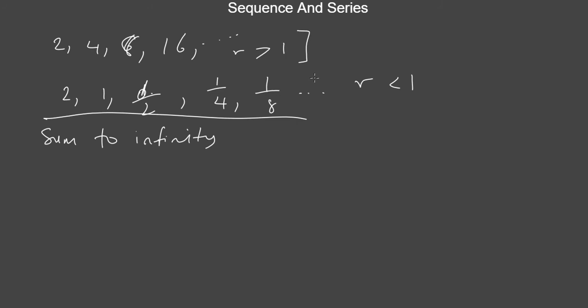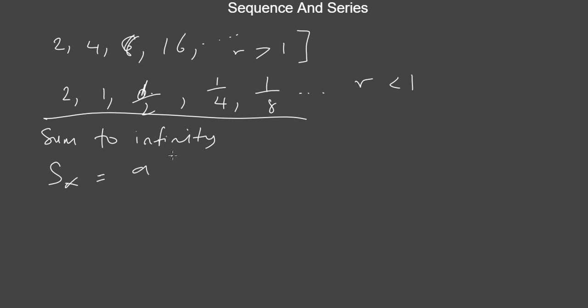So what formula can you use to calculate the sum of this sequence to infinity? If you sum everything up to when n is equal to infinity, what will be the answer? That is what sum to infinity means. Sum to infinity means take the sum for an infinite sequence, for an infinite geometric progression. What formula can you use to calculate the sum of an infinite geometric progression where the common ratio is less than 1? Let's take a look at it carefully.